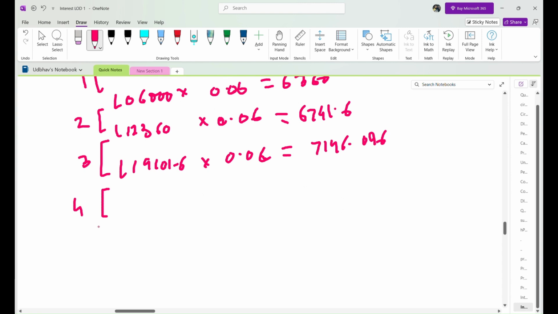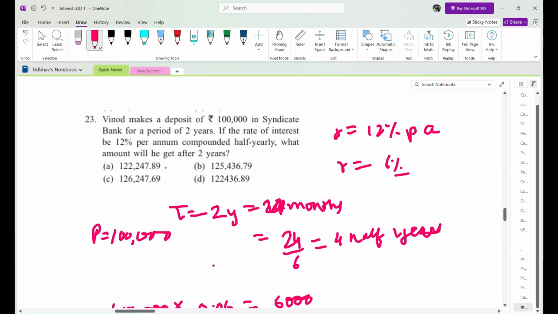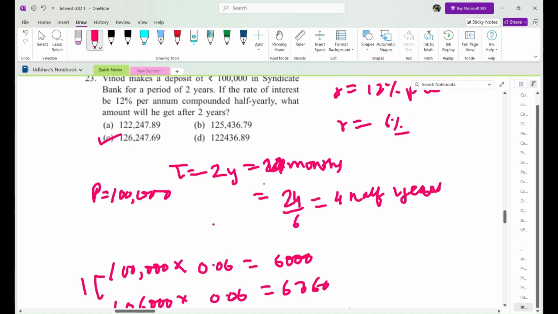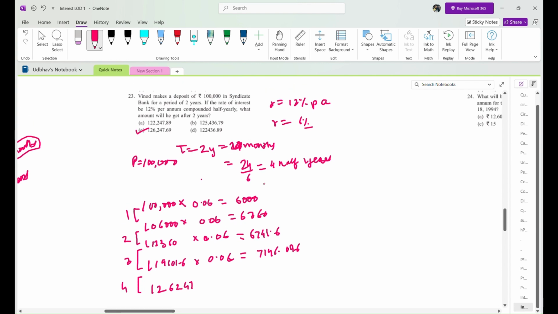half year. That will be 119,101.6 plus 7146.096, which is 126247. Yeah, option number C. Here you can see that.